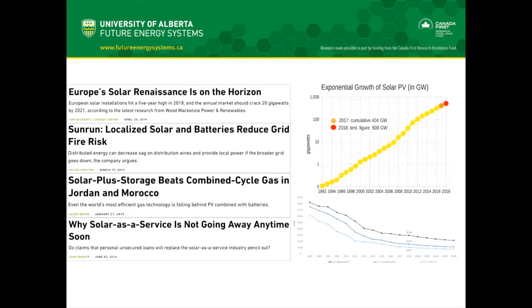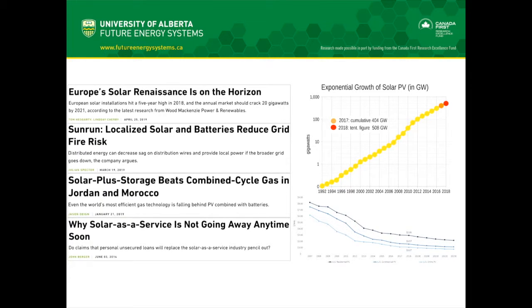On the right figure, you see the exponential growth of solar PVs. PV means photovoltaic. As you see, the y-axis is logarithmic, and this means that the growth is exponentially increasing. And on the other hand, you see on the bottom one that the cost of the equipment for solar generation is decreasing.